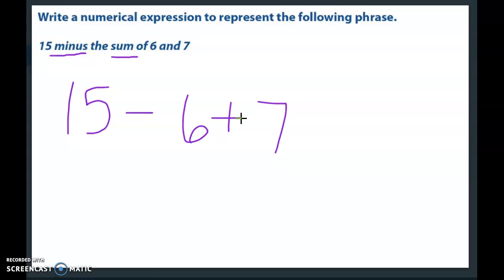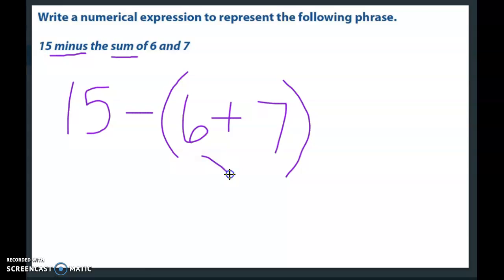Okay, now look at your phrase again. Does it want to know 15 minus 6? Or does it want to know 15 minus whatever the sum of 6 and 7 is? So I'm going to be putting parentheses around 6 and 7 because I have to determine the sum first and then subtract it from 15.